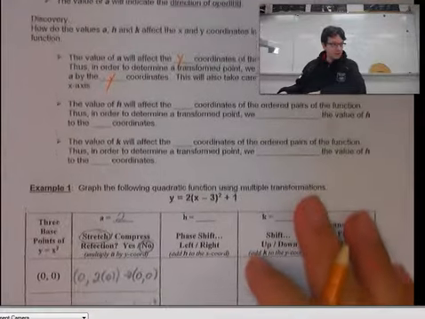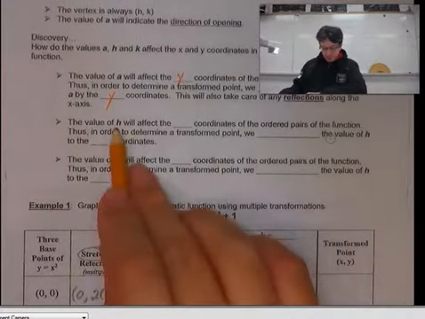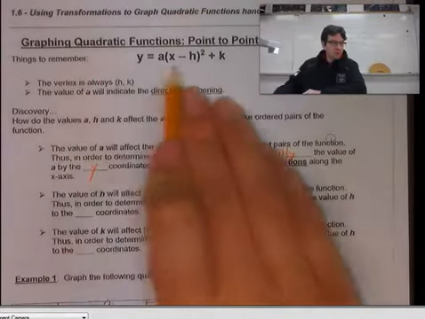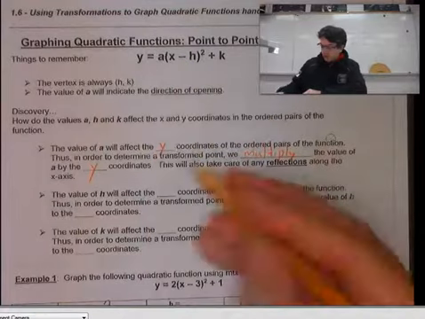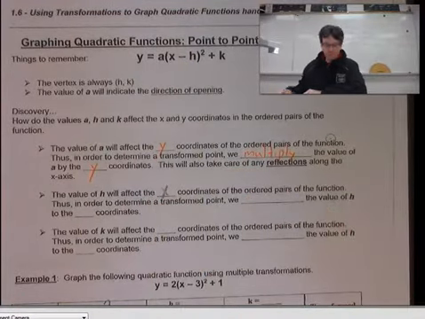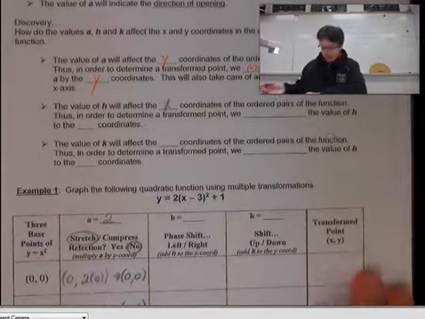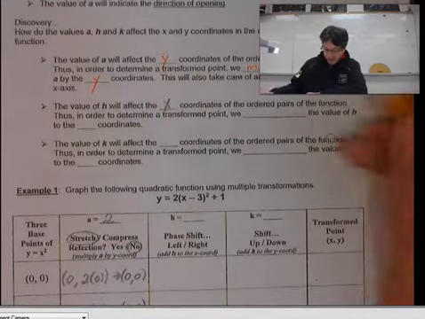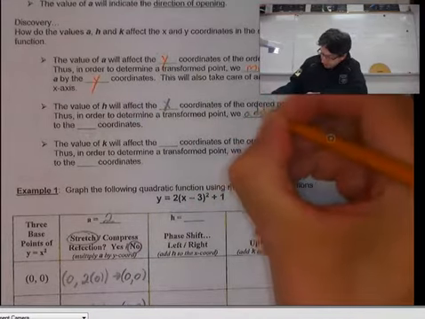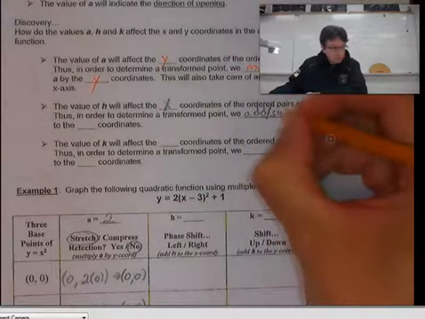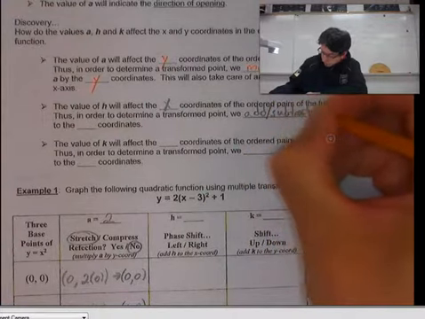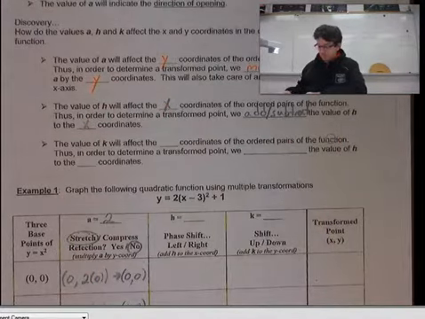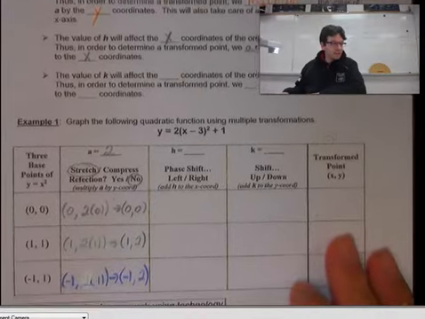Next, what does h do? If you remember, h gives us a horizontal shift back and forth. So that's going to affect our x-coordinate. Since with h we either add units to the right or to the left, we're going to add or subtract the value of h to our x-coordinate. So let's do that with the example below.